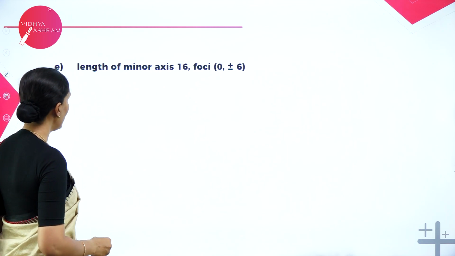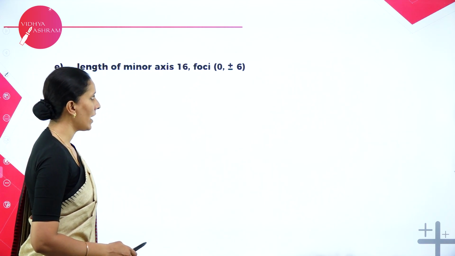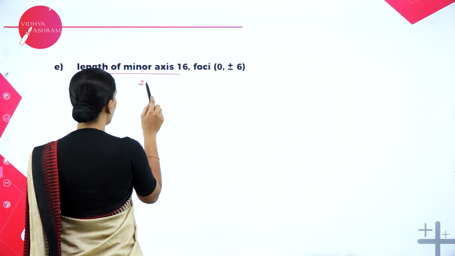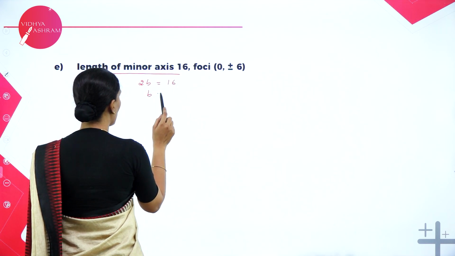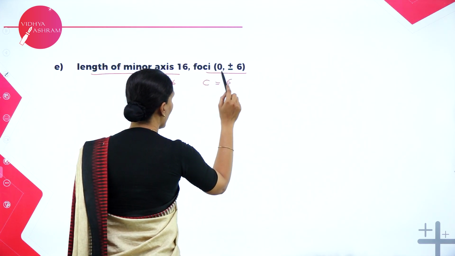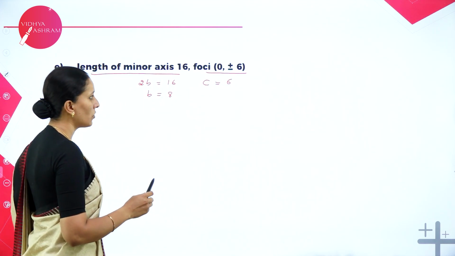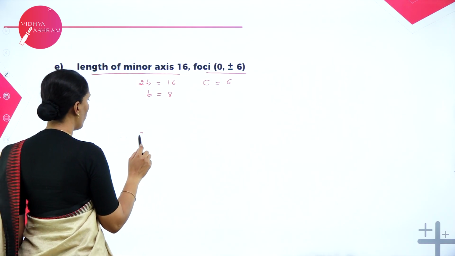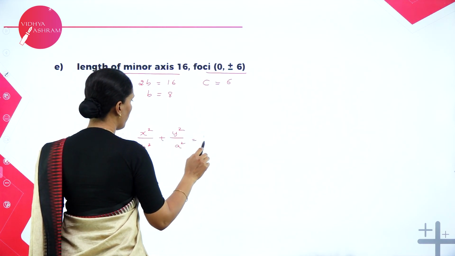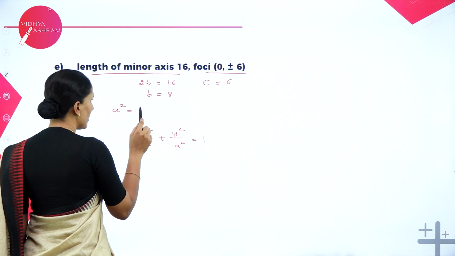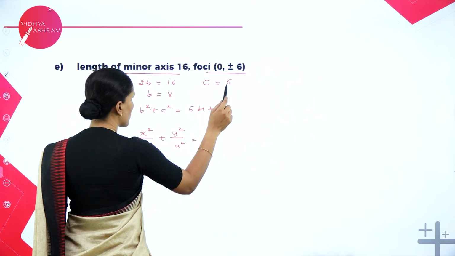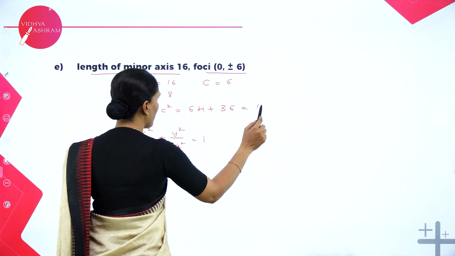The next one, length of minor axis is 16, foci is 0, plus or minus 6. So when I say length of minor axis, 2b is equal to 16, so b is equal to 8. When foci is given, c is equal to 6. But look at the foci, it is on the y-axis. So therefore, the standard equation takes the form of x square by b square plus y square by a square is equal to 1. Now to find a square, it is b square plus c square. So 8 square is 64, 6 square is 36. So a square becomes 100.